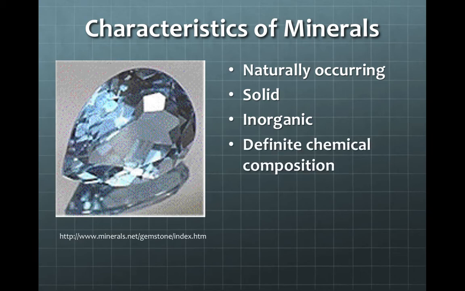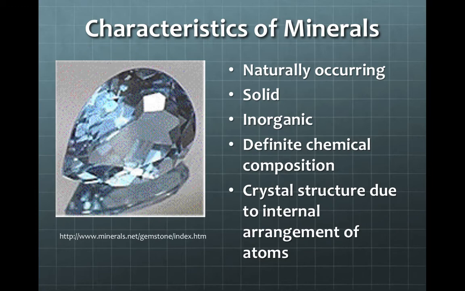Next, minerals have to have a definite chemical composition. In other words, you need to be able to write a chemical formula for a substance in order for it to be a mineral. Now, sand is naturally occurring. It's solid, it's not organic, but you can't write a chemical composition for sand because it's a mixture of many different types of minerals. So if you can't write a chemical formula for it, it is not a mineral.